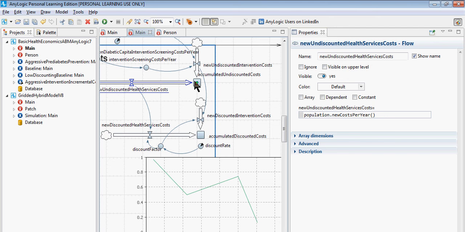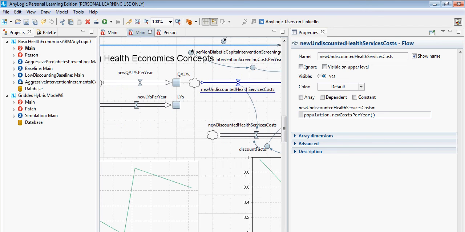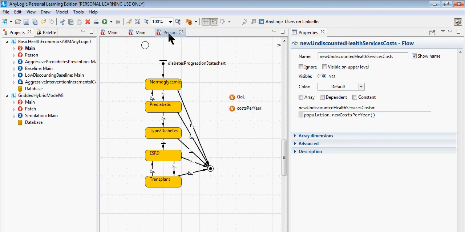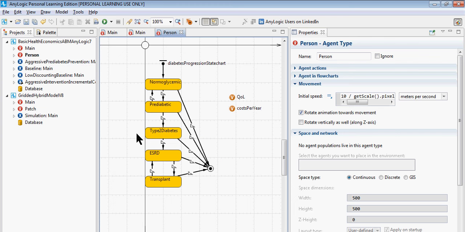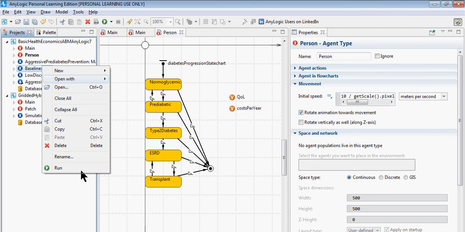Similarly, over here, just to the right, we are totaling up costs. We have some new costs, some rate of spending. Okay, it's $2,000 a year for someone who has diabetes, and that's accumulating across the entire population. So we're taking across the entire population the new cost per year.